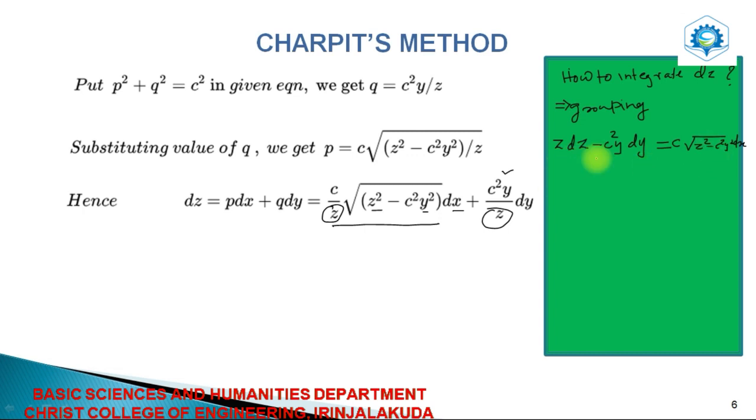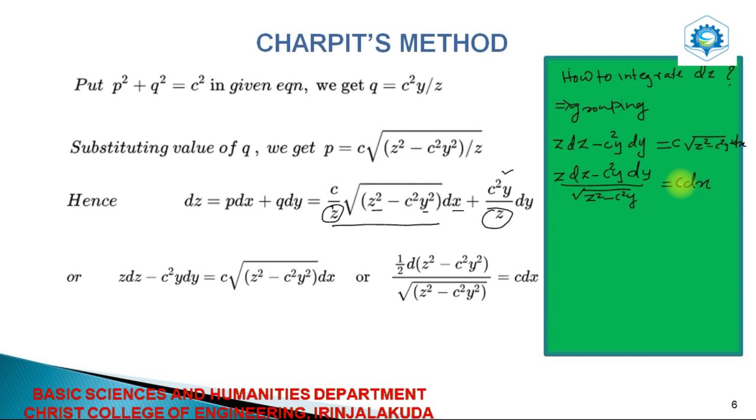Now also we will take that root term to the left side, that is z dz minus c square y dy divided by square root of z square minus c square y square equal to c dx. So we will just rearrange that equation: z dz minus c square y dy equal to c into square root of z square minus c square y square dx. Now this is wrong. This step is wrong actually.